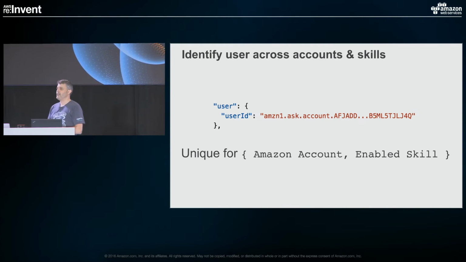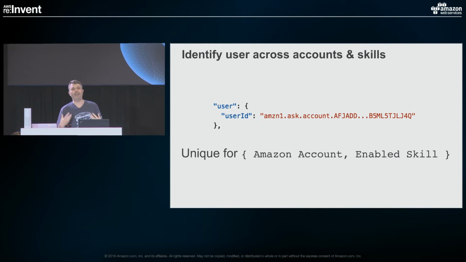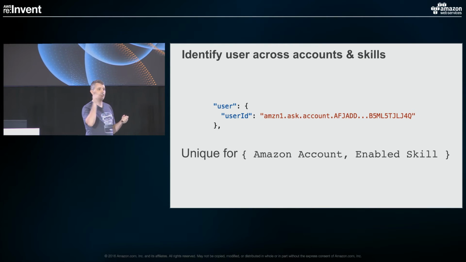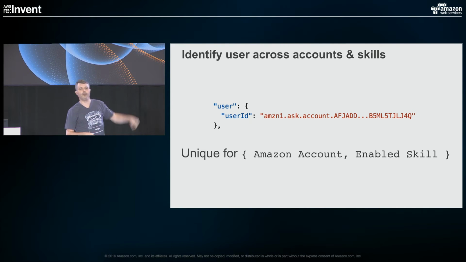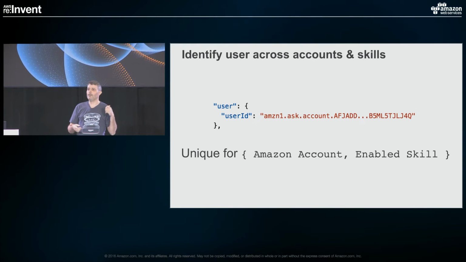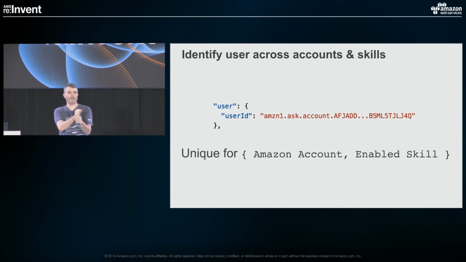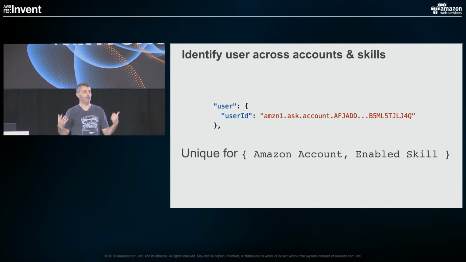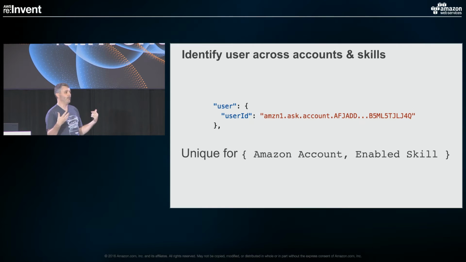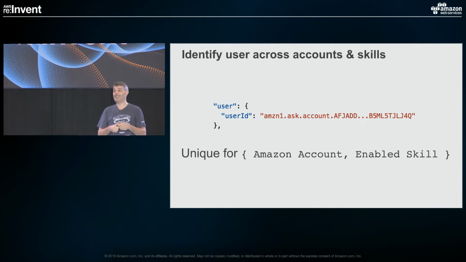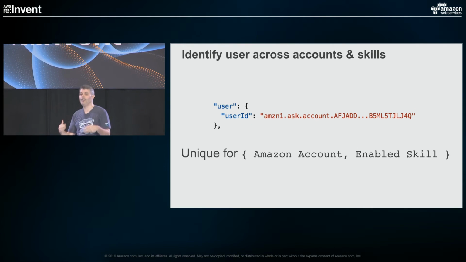This user ID is generated at the time where you enable the skill. So you, as an Alexa user, you go to the Alexa app, you choose a skill, you click enable. This is when we generate this user ID. So this user ID is stable as long as you're using the same Amazon account. If you have multiple devices connected in your home on multiple Amazon accounts, the user ID will be different. And it's stable as long as the skill stays enabled. If you disable the skill, re-enable the skill, it will be a different user ID.